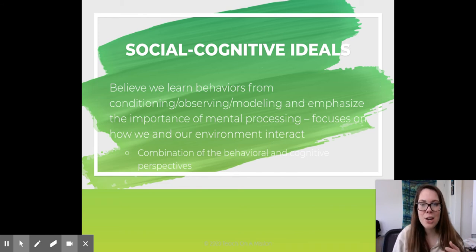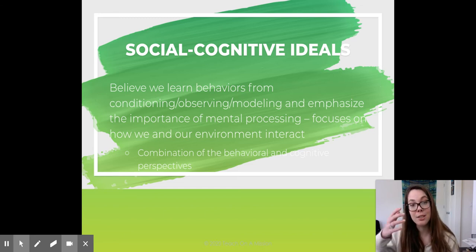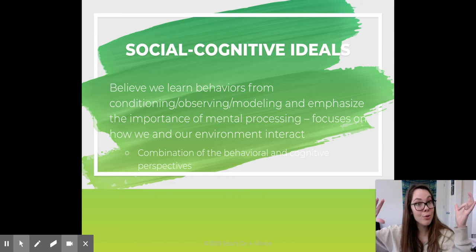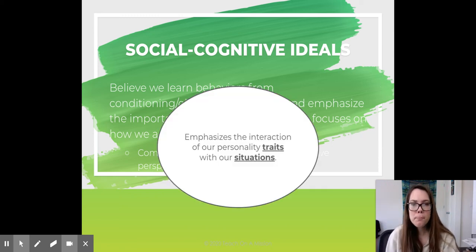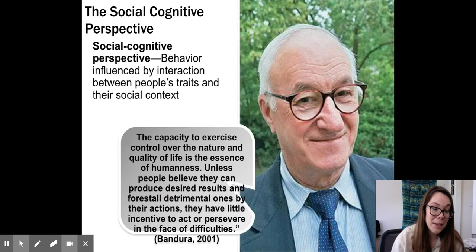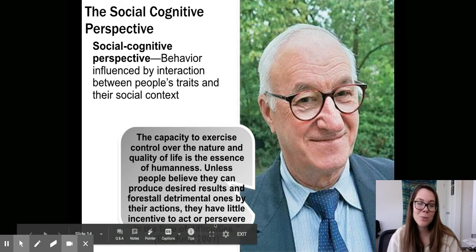We're going to see a lot of cognitive behavioral therapy in our abnormal treatment of psychology. CBT, cognitive behavioral therapy, is by far one of the most used therapies today because it's about our mind and our body and how we interact. It's not just cognitive and not just behavior, but both. They're looking at it through a social lens, but also a cognitive behavioral lens. Again, it emphasizes the interaction of our personality, our traits, along with our situations, which is nature and nurture, because at the end of the day, that's the debate.